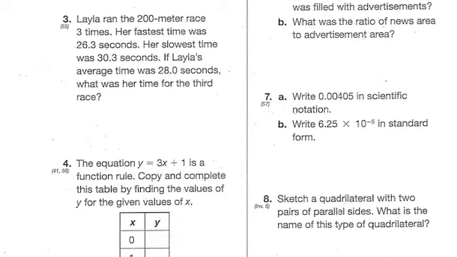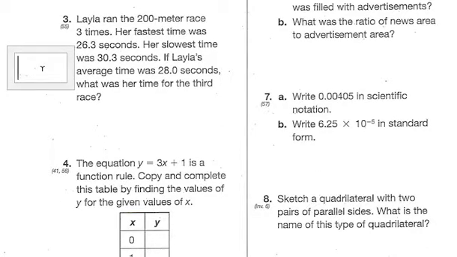Layla ran the 200-meter race 3 times. Her fastest time was 26.3 seconds. Her slowest time was 30.3 seconds. If Layla's average time was 28 seconds, what was her time for the 3rd race? Before we go any farther, you should have got 27.4 seconds. And the way that you would do that, let's try the text and see if this is a little easier.